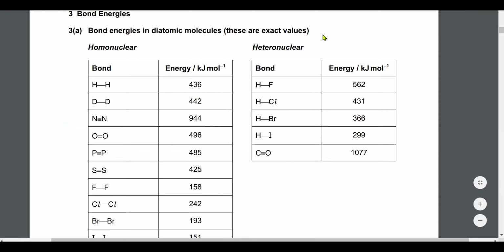Now you don't have to memorize the values. This data sheet would be given to you. The data booklet is going to be with you at all times, so you don't have to memorize any of the values.